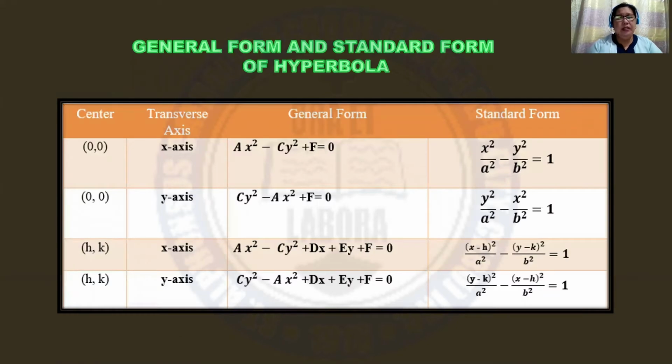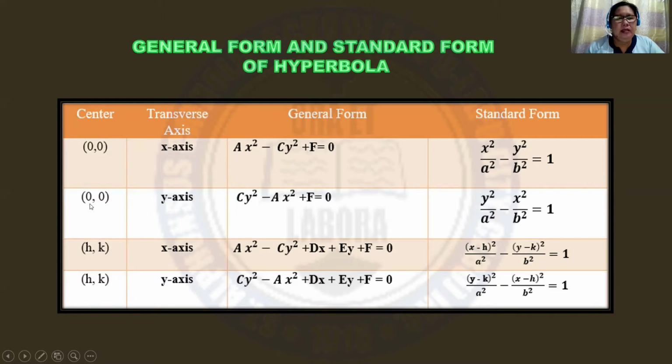Let us have now the general form and the standard form of the hyperbola. If the center is at the origin with coordinates (0, 0), the transverse axis is the x-axis. The general form is ax² − cy² + f = 0. The standard form is x²/a² − y²/b² = 1.